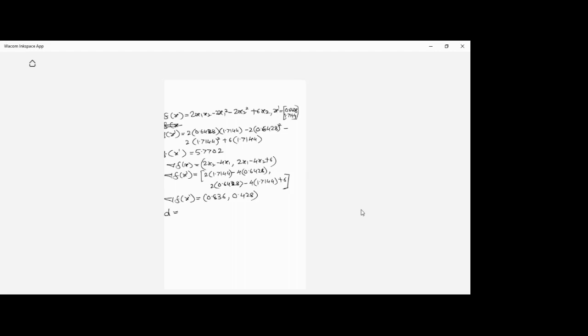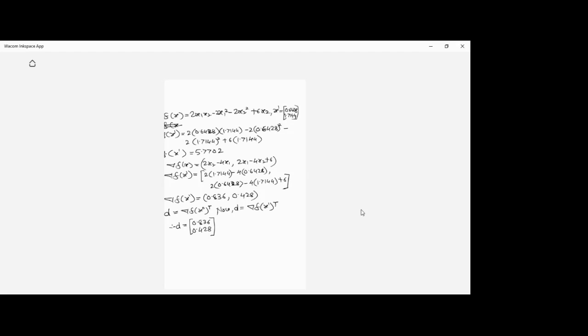So now this is the next step. Previously d was del of f of x0 transpose. Now the value of d is del of f of x dash transpose, right? Therefore the value of d comes out to be 0.836, and it is 0.428, right?